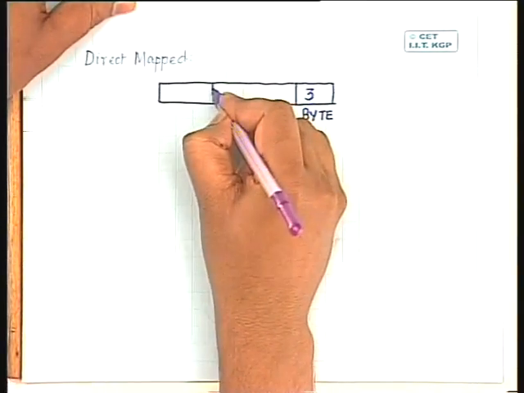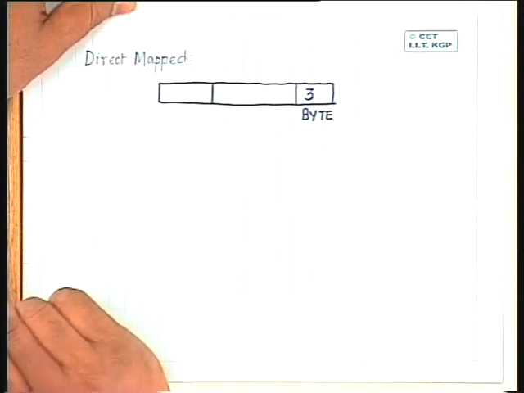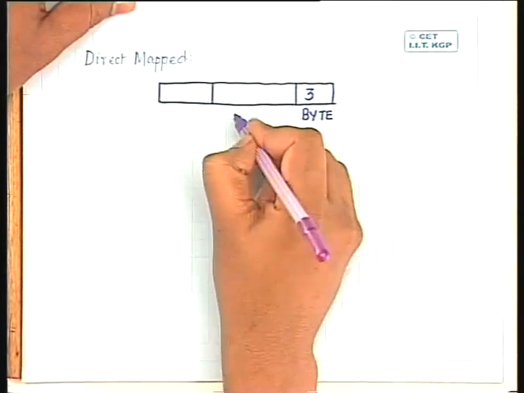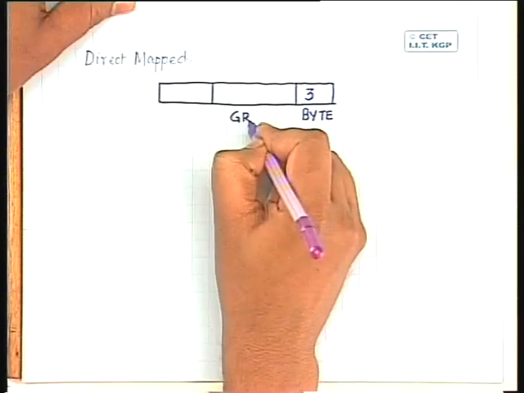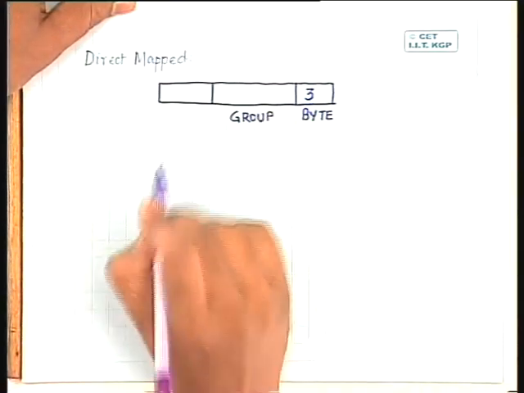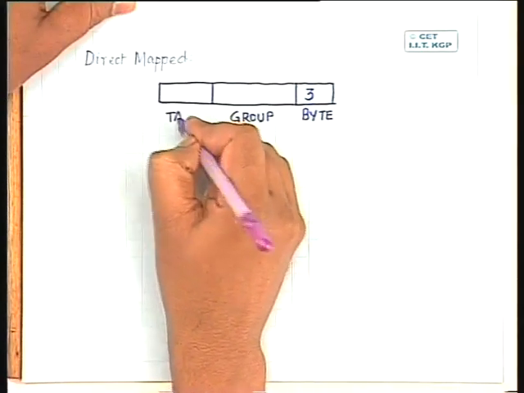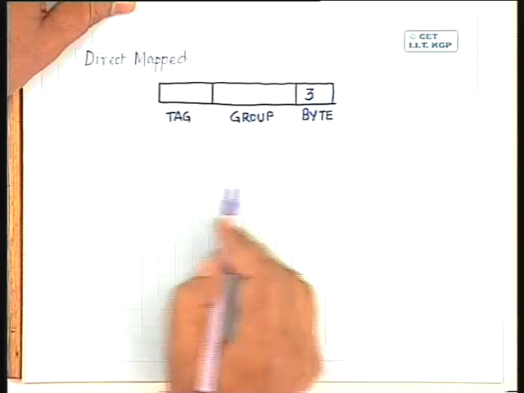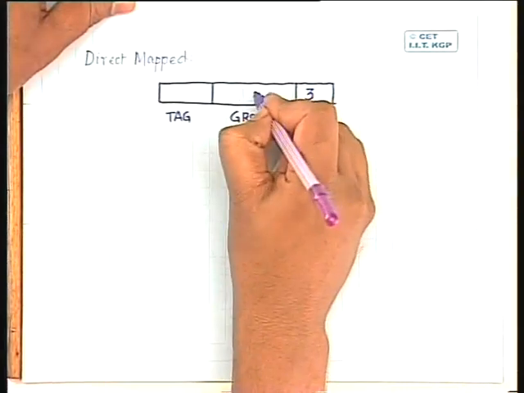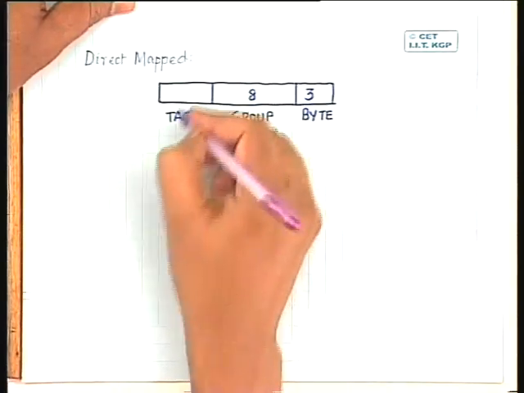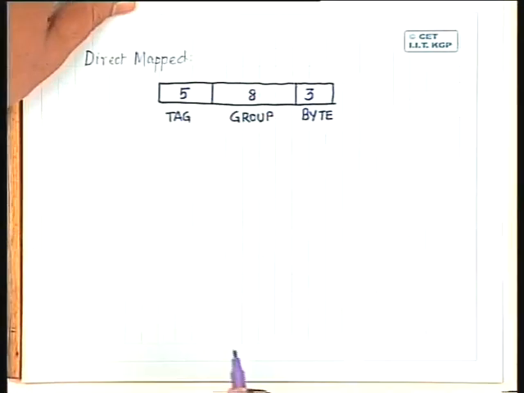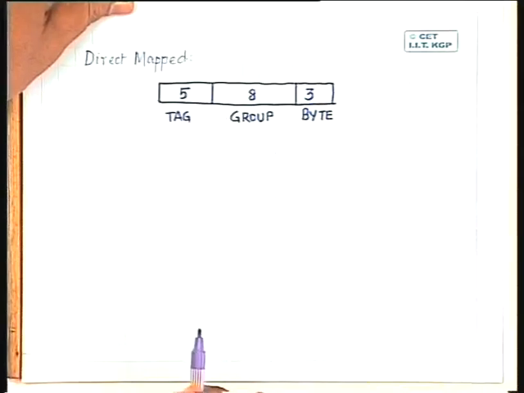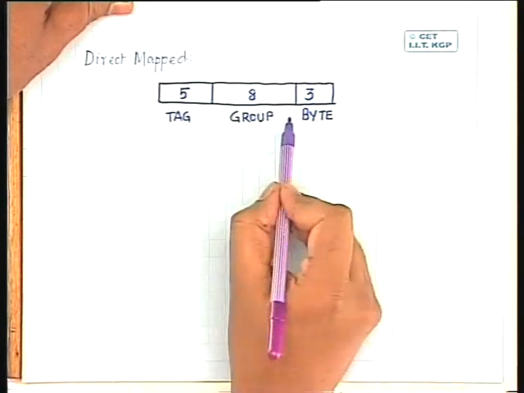In case of direct mapped cache, what we do is this remaining 13 bits is again divided into two fields. One field is used as group identification and the other field is used as tag identification. So let us assume that out of these 13 bits, say 8 bits are used as group identification and say 5 bits are used as tag identification. So unlike in the previous case where every block was identified by a 13-bit number, which was the block number, now every block has a two-component address, its tag number and group number.